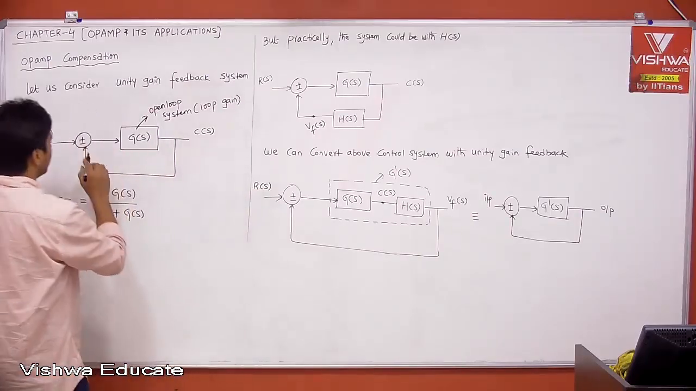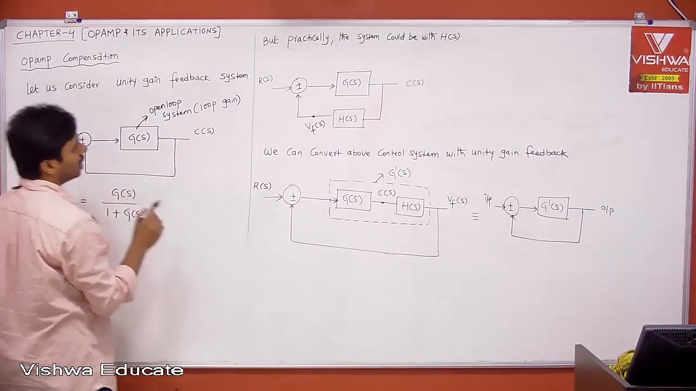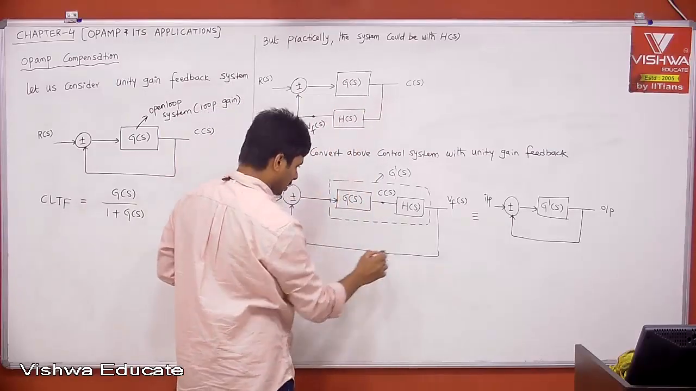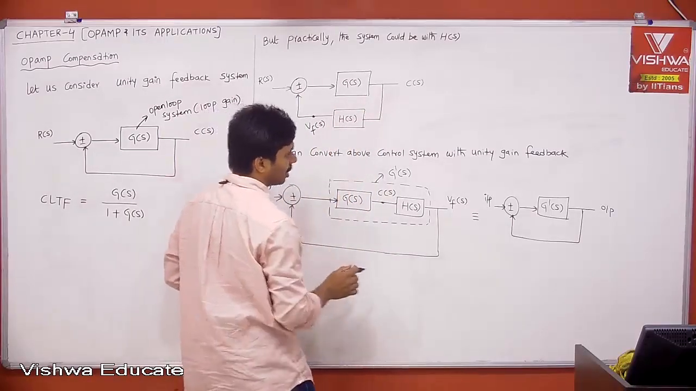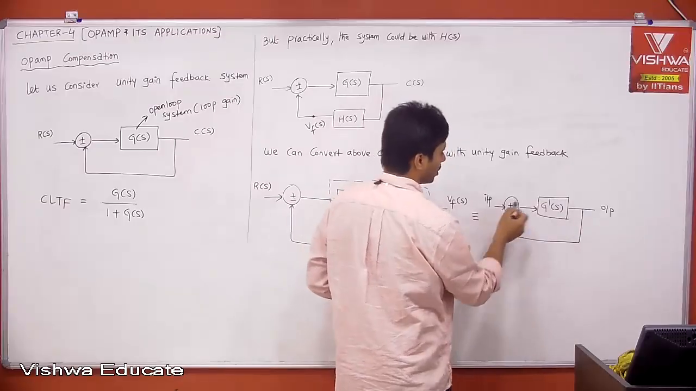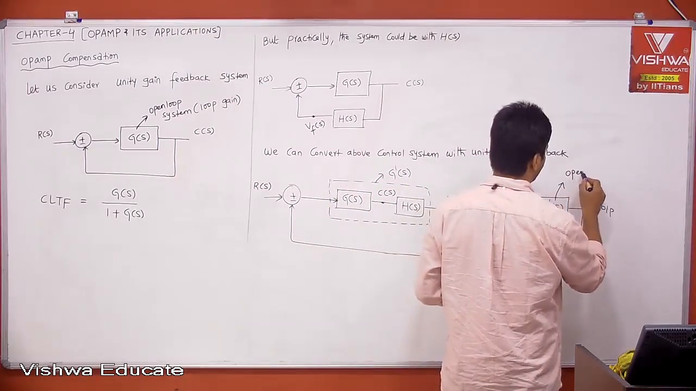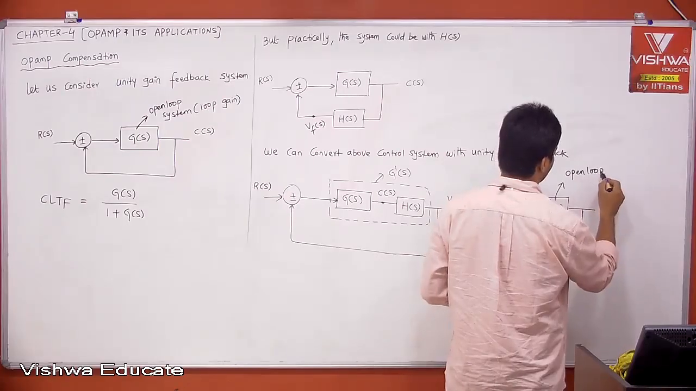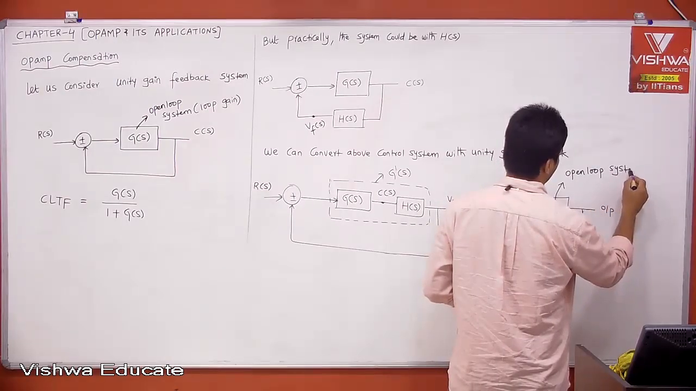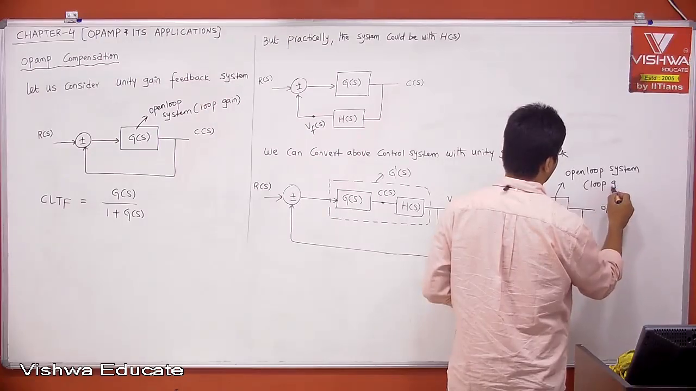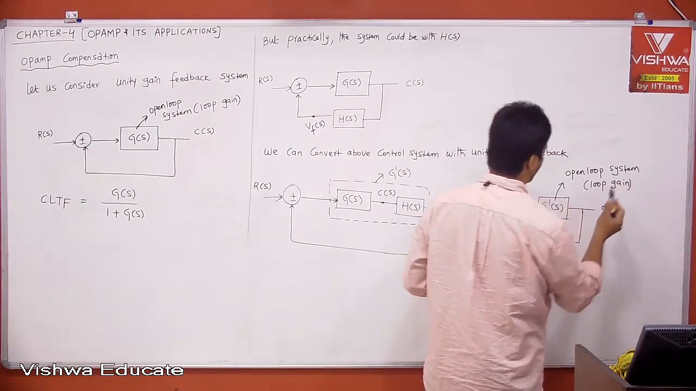Therefore, what is loop gain? Here, G of S only. Here, G of S into H of S. Here, G of S into H of S, which is G dash of S. Now this is our open loop system. This is loop gain. Okay, take it.